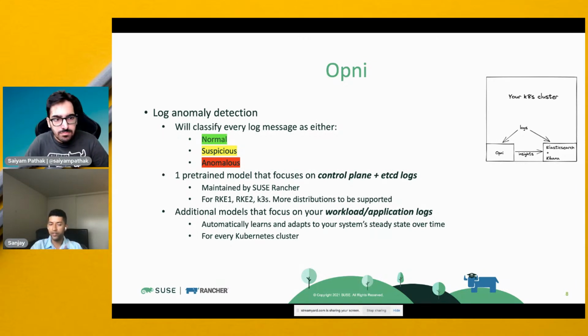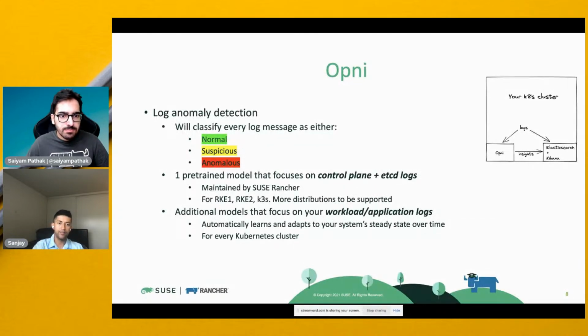So unfortunately, for cloud providers that offer managed Kubernetes, like EKS or GKE, the control plane is sort of abstracted away from you. So this pre-trained model is not going to be useful if you're running your workloads on those types of clusters. If you install Opni onto those types of clusters, you won't be able to leverage our pre-trained model, but that doesn't mean Opni is not going to be useful to you, because the pre-trained model is just half of the story.